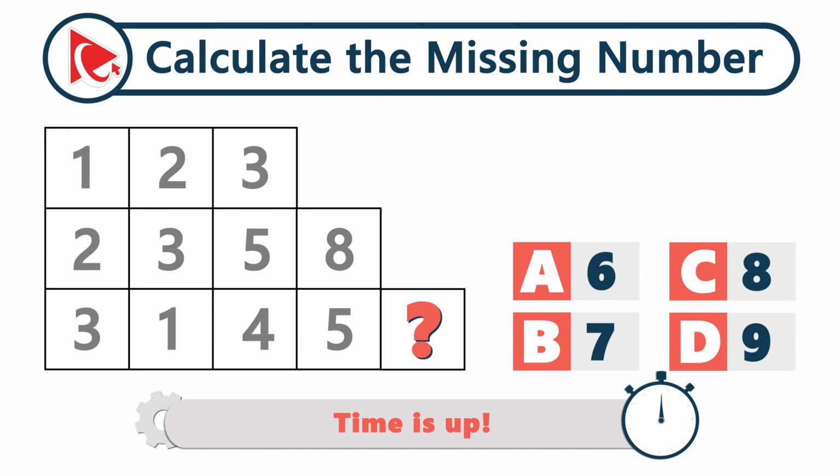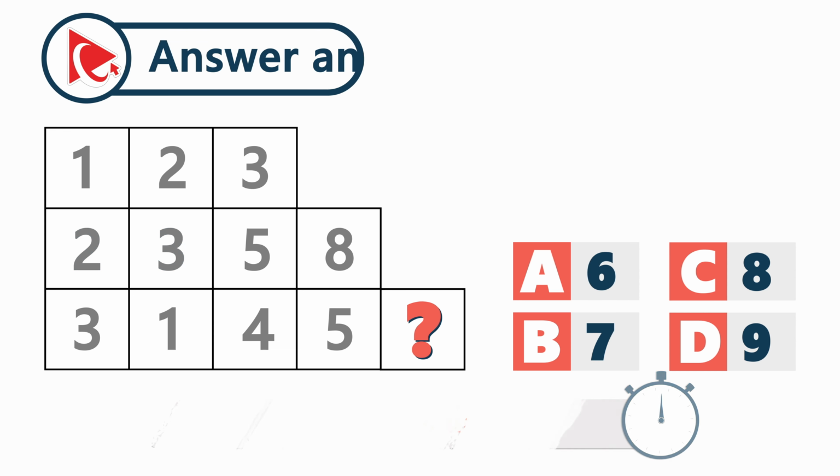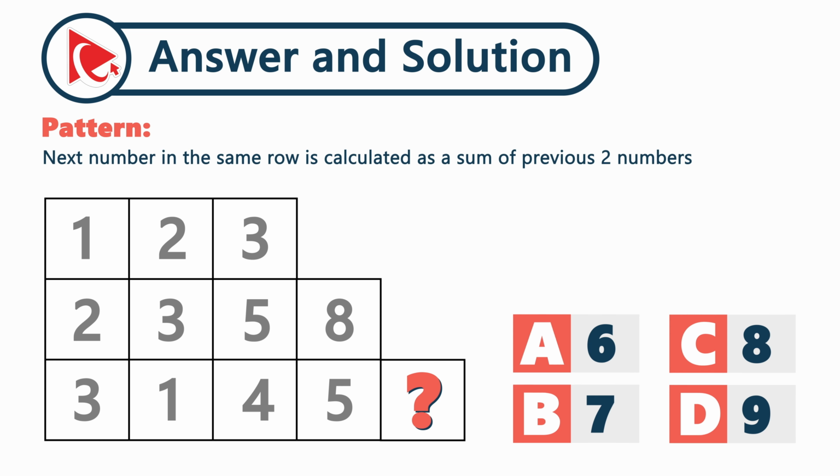Time's up. Do you have your answer ready? I truly hope that you saw the pattern here where the next number in the same row is calculated as the sum of the previous 2 numbers. Let's look at the example. In the first row we have numbers 1, 2, and 3. 1 plus 2 equals 3.